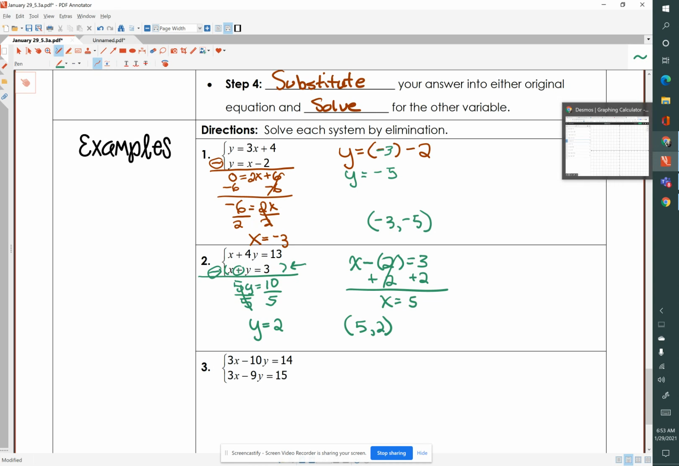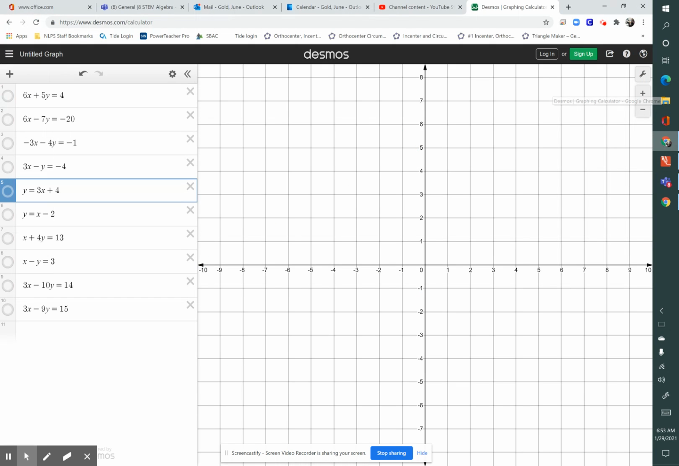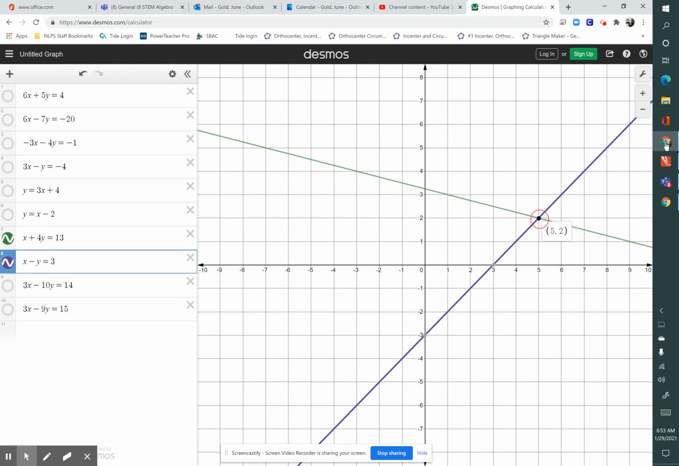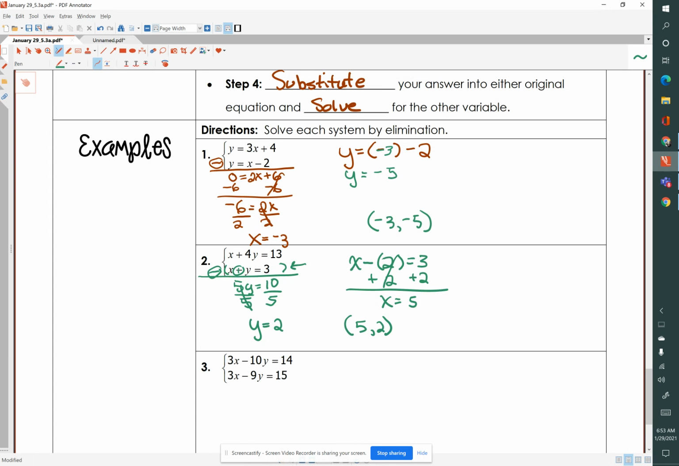And I believe I may have graphed this. x plus 4y. Nope, I did not graph. Yeah, I did. x plus 4y equals 13. x minus y equals 3. And there's our solution right there, 5, 2. Okay, great. So let's go back, keep solving.